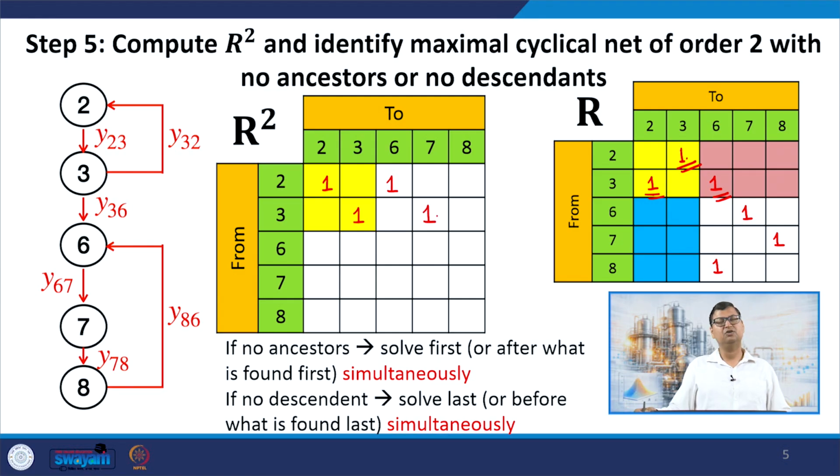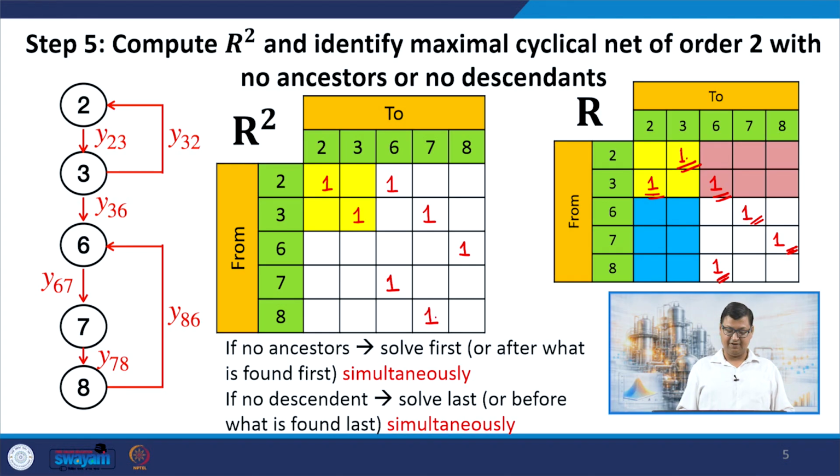So, from 3 I can go to 3 in 2 steps, or I can go to 7 via 6, 3 to 6, 6 to 7. And from 6 again, the third row has the fourth element as 1. So, I look for the column containing the fourth element as 1, that is the last column. So, from 6 I can go to 8 in 2 steps, and then for 7 the last element has to be 1, that is true for the third column, and for 8 the third element has to be 1, which is true for the fourth column.